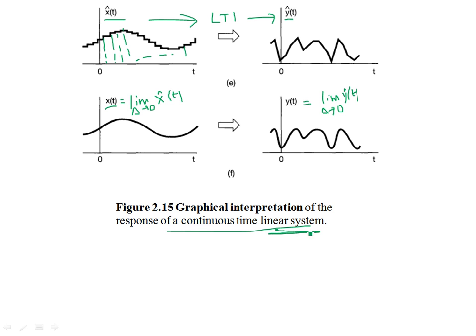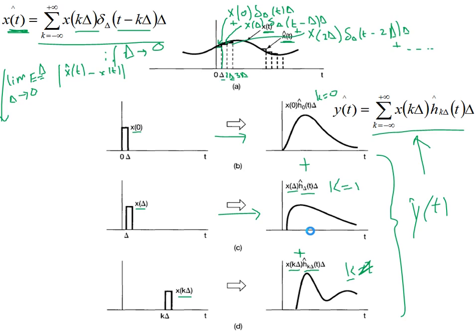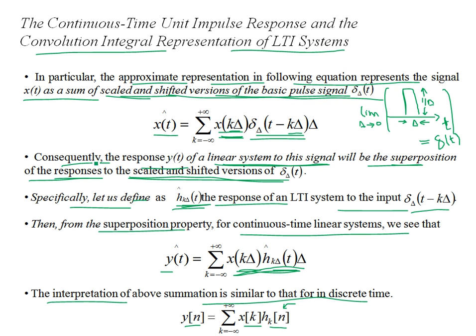So basically it is emphasizing the linear system, or the superposition of the individual scaled impulse responses. Since we express x hat of t, which is the approximation of x(t), in terms of the delayed and scaled impulses, the response over here is also in terms of the scaled and shifted impulse responses.